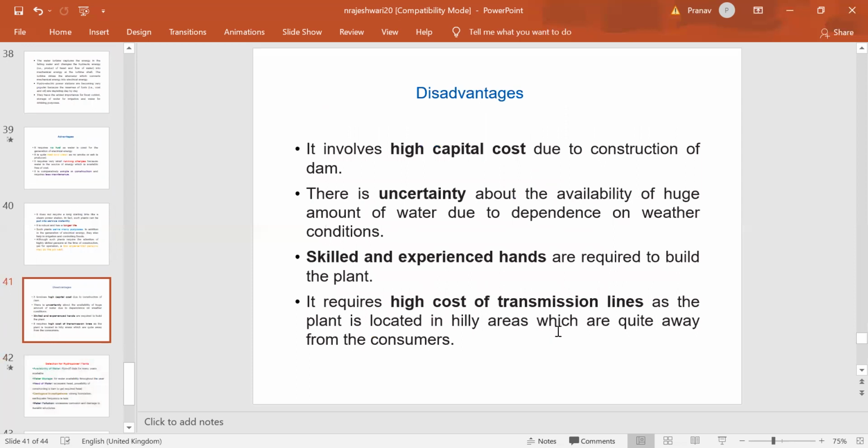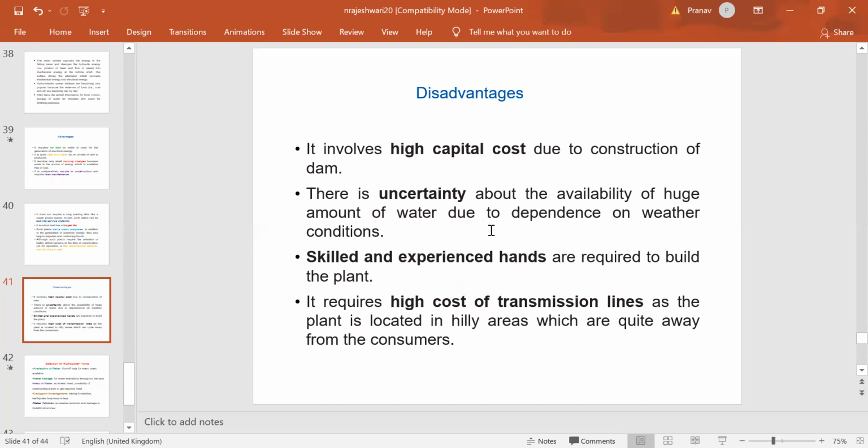And there are some disadvantages also for this hydroelectric power station. It involves high capital cost due to construction of the dam. So by constructing the dam, we require a high amount of money to install the dams and reservoirs, like all the equipment. It has high capital cost due to the construction of the dam and reservoir, all the things.